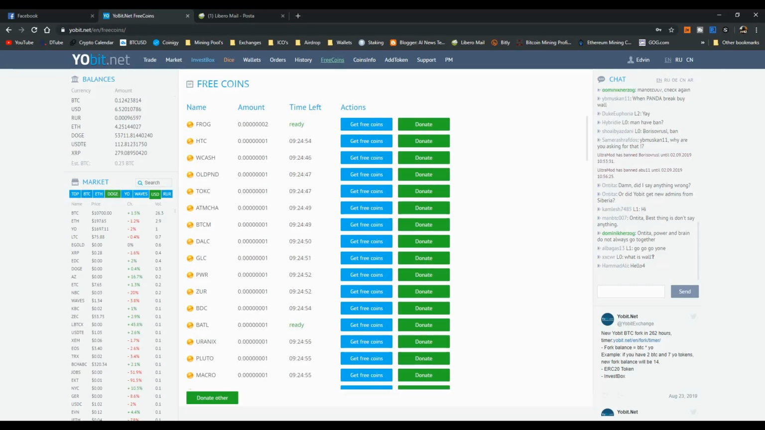Today we are back with the Yobit crypto exchange and especially with the free coin section that this crypto exchange has. So basically, for all the people that are new to the channel and don't know this already, if you create an account with the crypto exchange yobit.net, when you log in into your account, in here you have a free coin section where basically it is what it says.